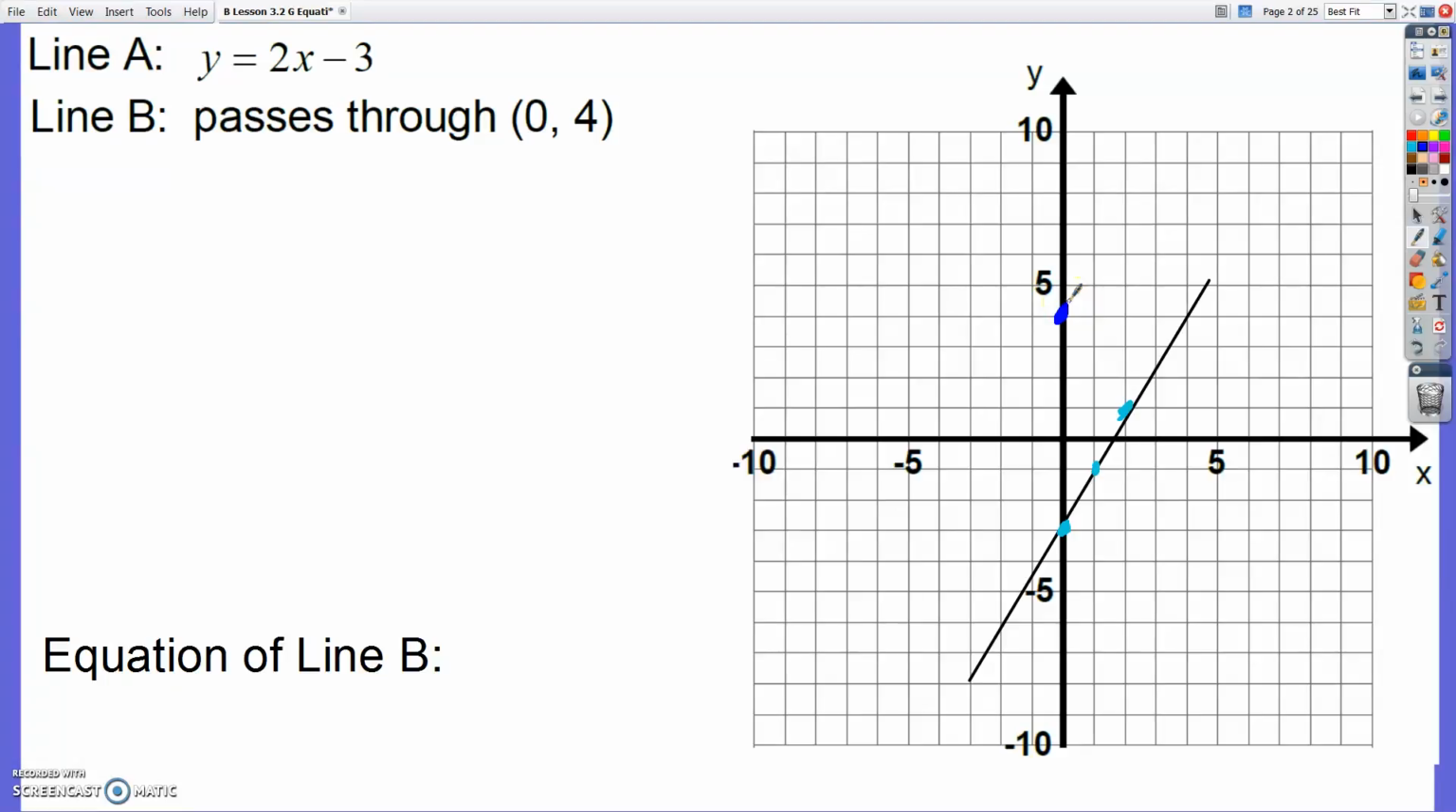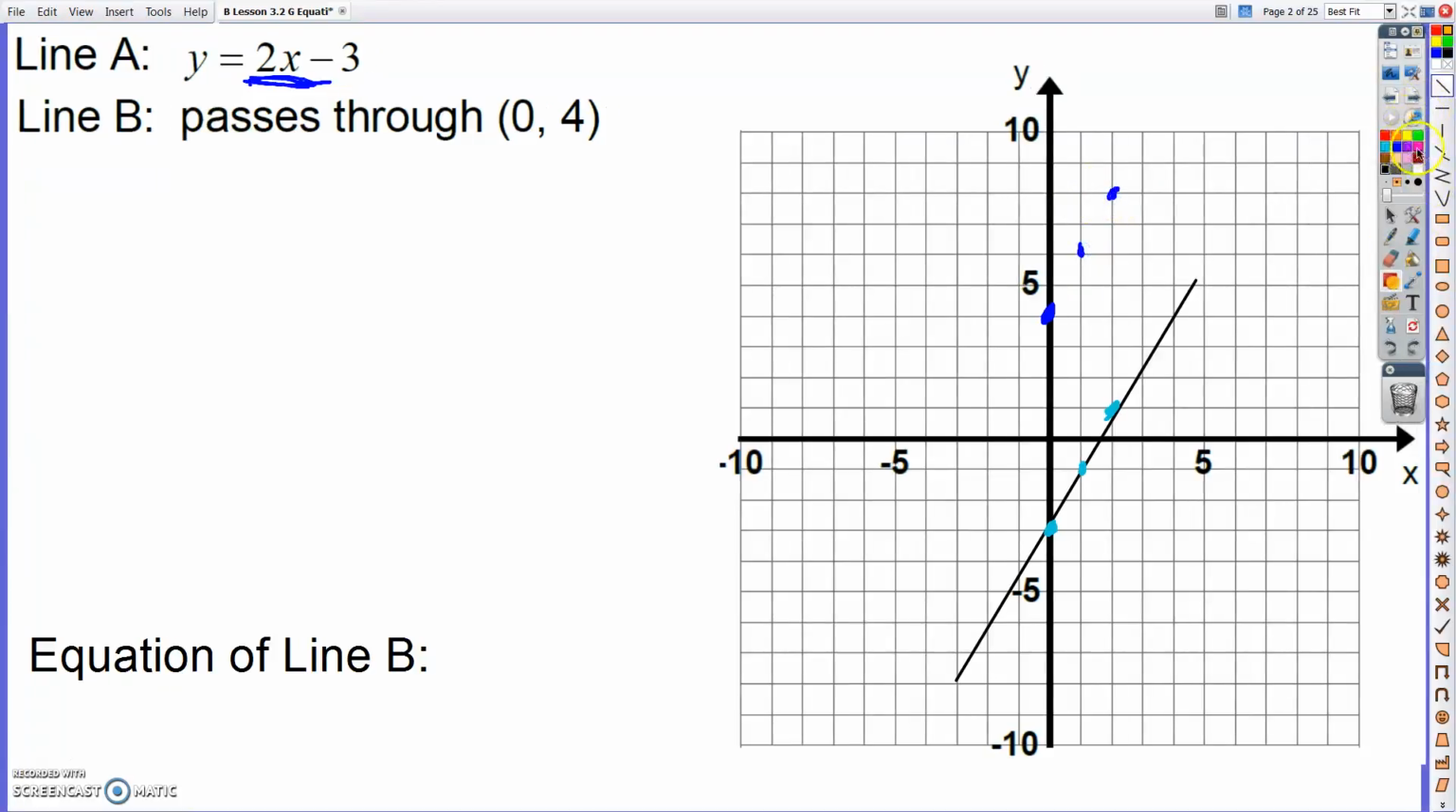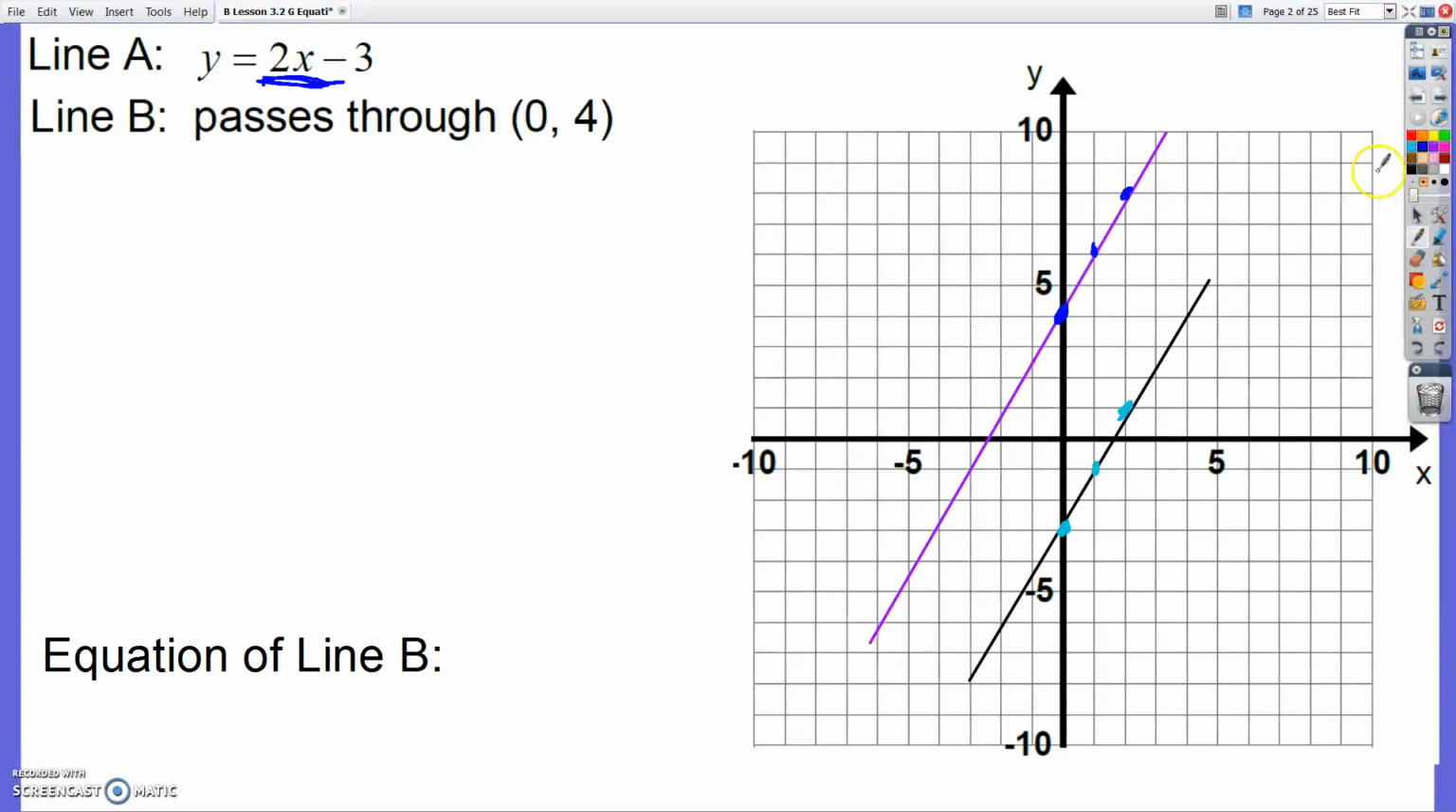And now I want the new parallel line. And if you remember that, the parallel line is going to have the same slope as my original equation. So I'm just going to go up 2 and over 1, up 2 and over 1. And now I have my new equation of the line. So I'll do that one in purple right here. These two lines are parallel. So it wants to know the equation of the new line.